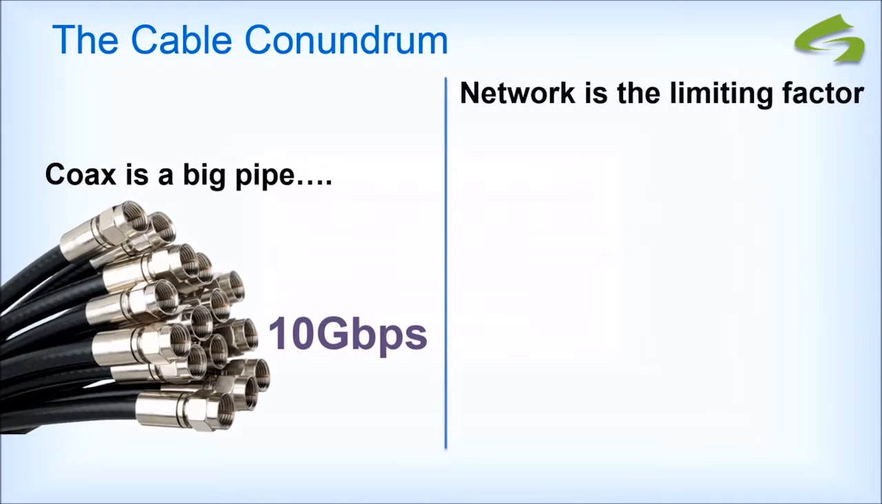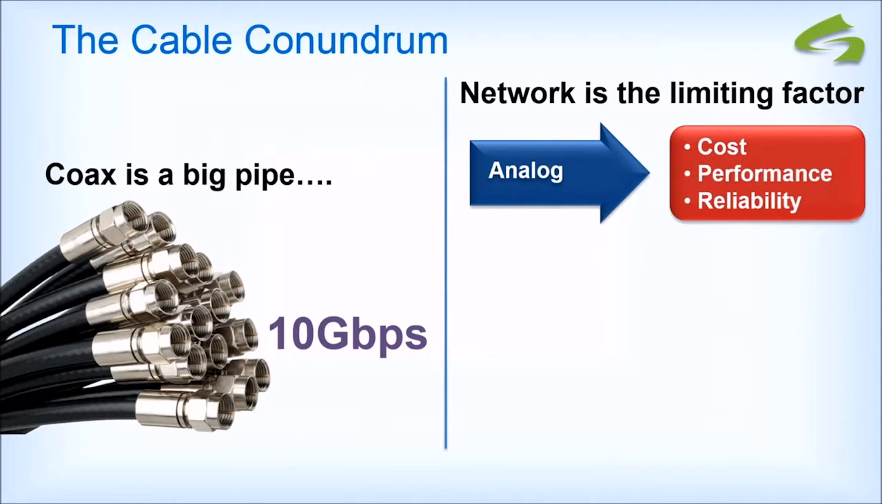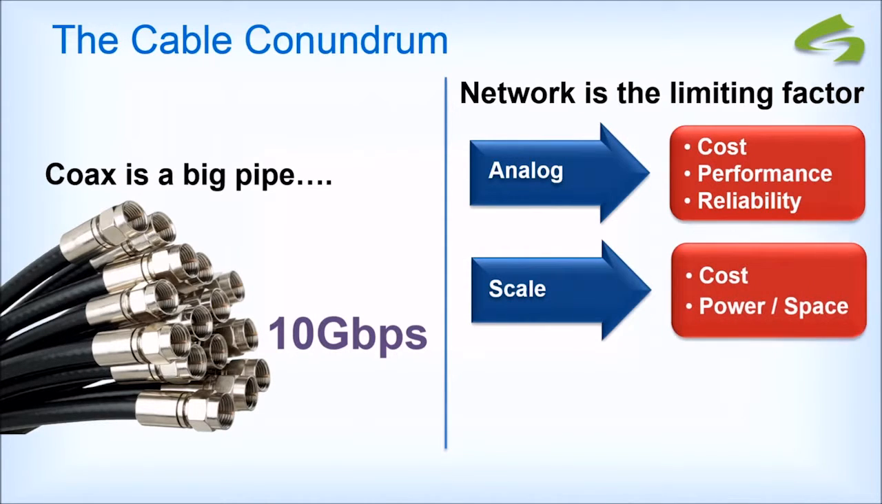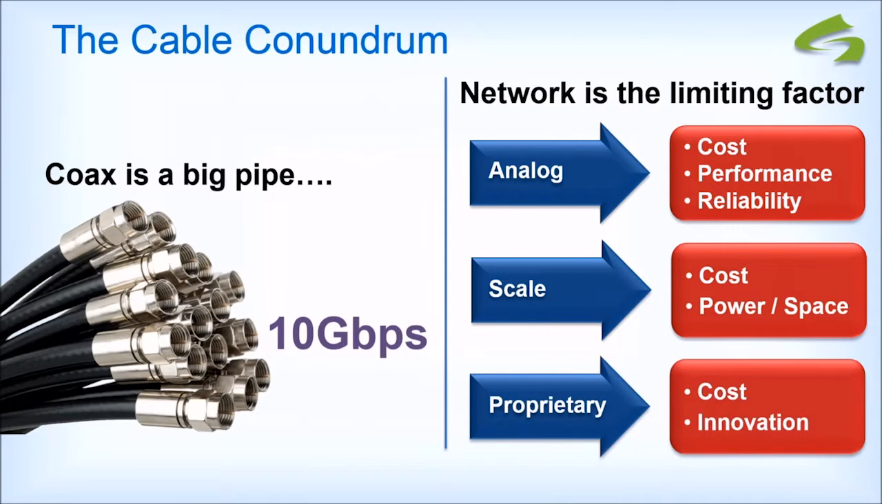Now, the good news is the cable network already has a big pipe. The existing coax infrastructure can easily scale to bandwidths of 10 gigabits per second. The limiting factors are really other aspects of the network. It's the high cost, low performance, and limited reliability of analog delivery, the massive cost of equipment required to scale capacity and the associated power and cooling requirements, and the high cost and limited innovation associated with proprietary technologies.